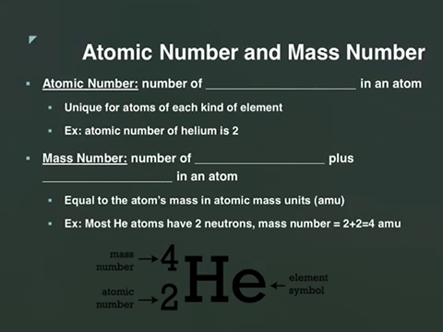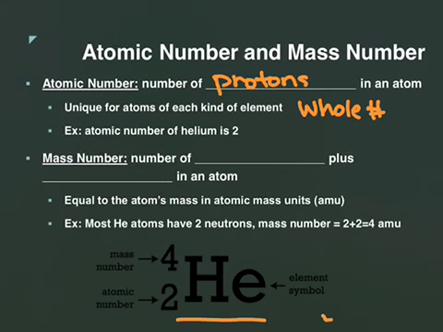The atomic number indicates the number of protons that an element has. It is unique for each atom and each kind of element. And so this is the whole number on the periodic table. So for example, down here, your atomic number for helium is 2.